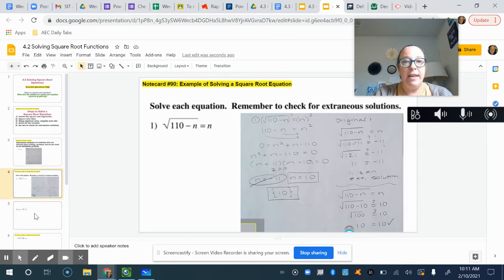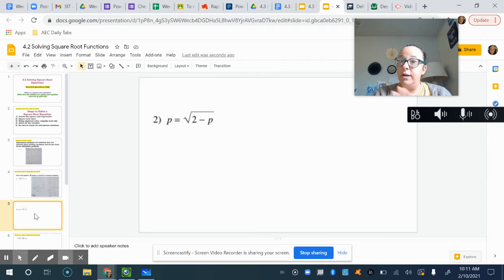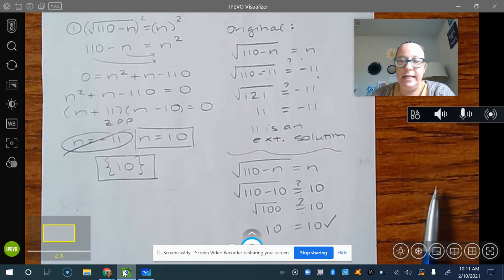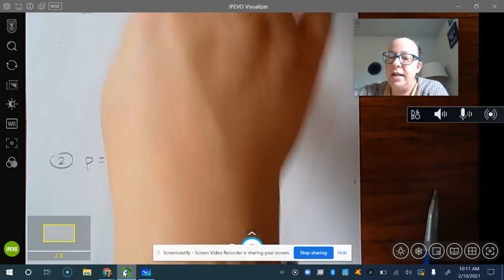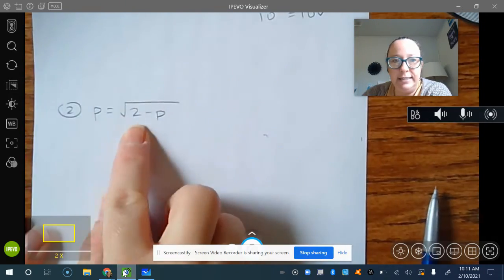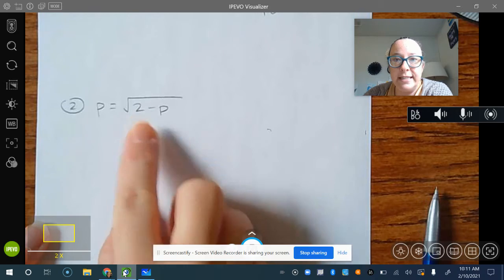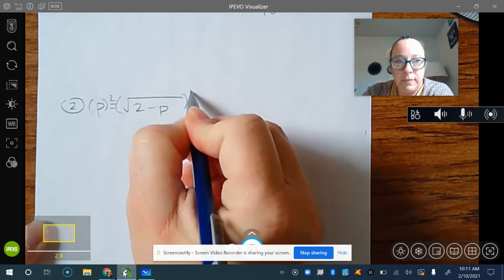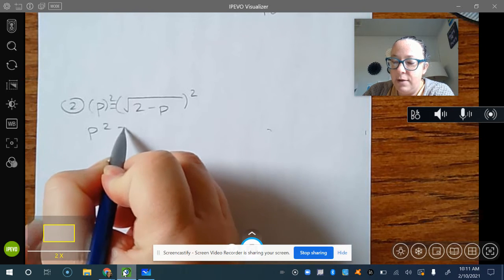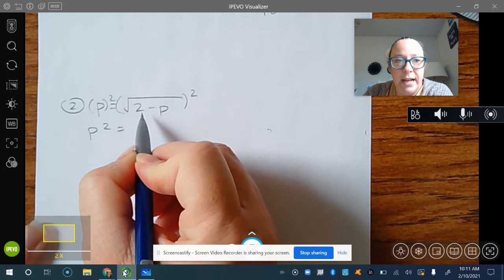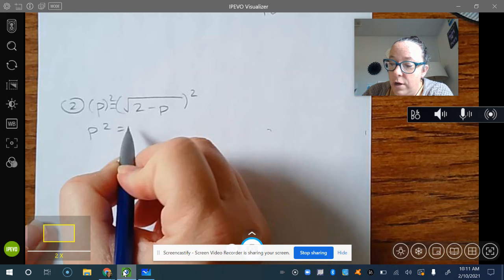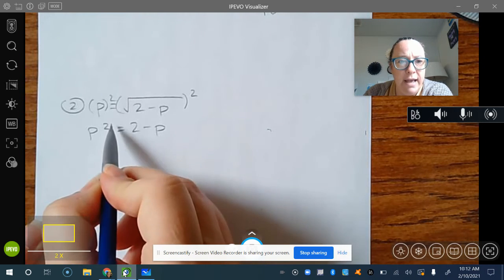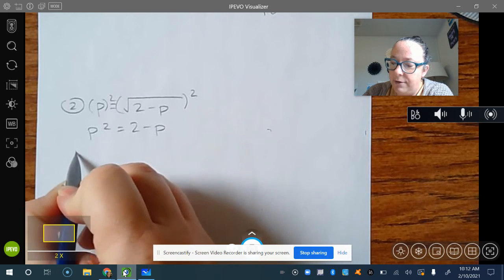Now the next one is not an example or a note card. I just want you to watch me do it, okay? So we need to get the expression isolated, which it is. This is by itself. So once that's isolated, you square both sides. And I get p squared equals, remember over here on the side with the radical, when you square it, the radical goes away.